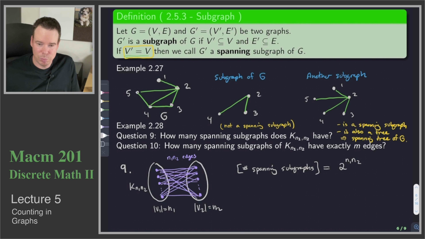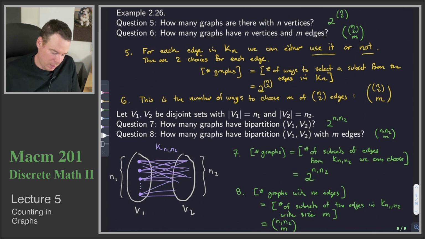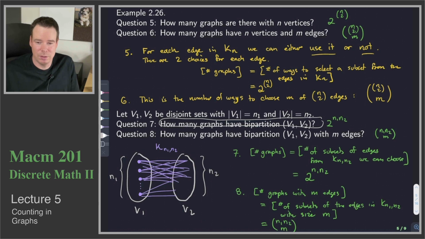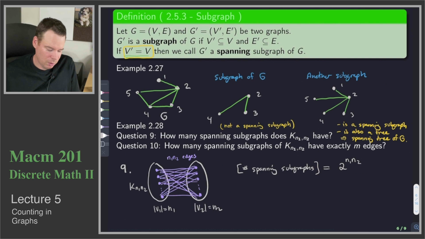Now you'll notice that this is pretty much the exact same question as how many graphs have a bipartition V1, V2. It's actually the same question. It's just that now I didn't have to introduce sets V1, V2, their sizes n1, n2, and then phrase the question as how many graphs have this bipartition. Instead, we phrased it in terms of subgraphs. It's the same solution process, just a different way to phrase the question.